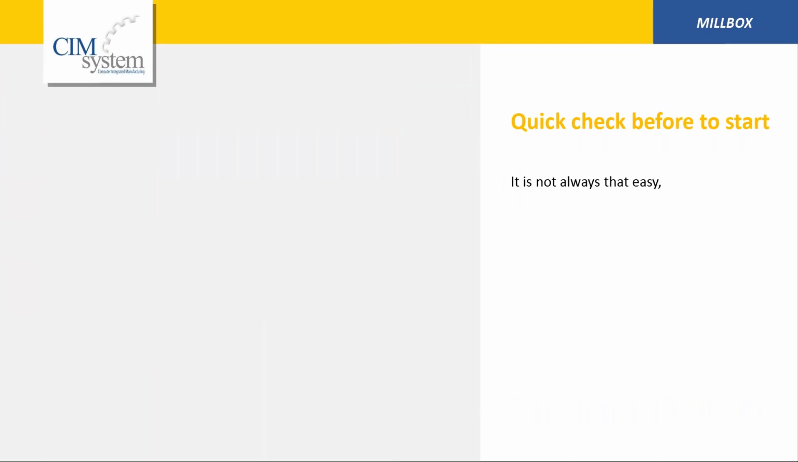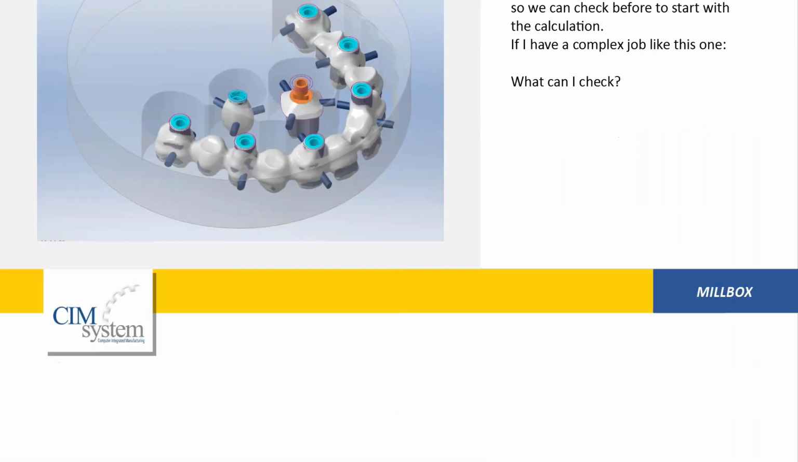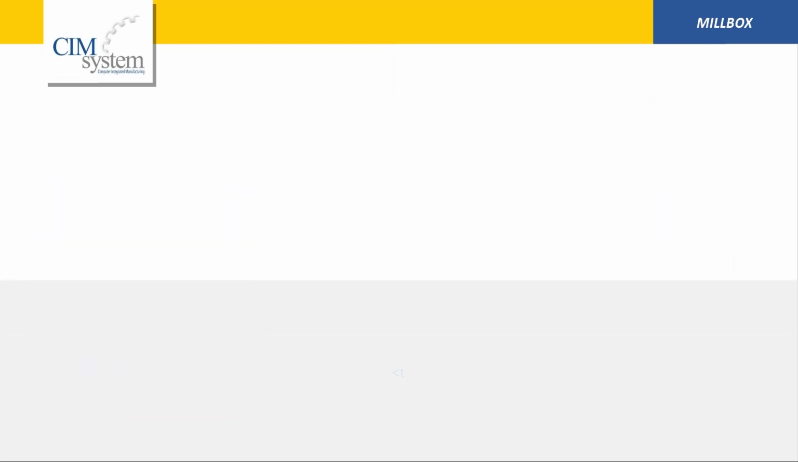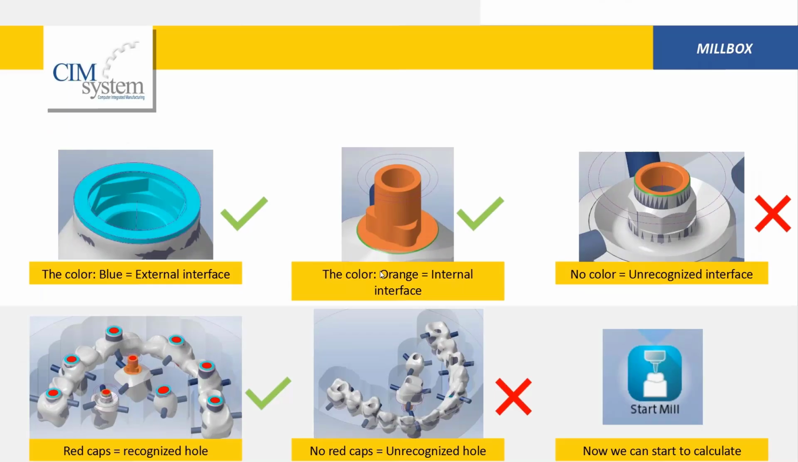It's important to have a quick check before starting work on this kind of STL file. So it's important to check that some simple features were correctly recognized. For example, we can check that all the holes were recognized properly, all the connections. Here you can see in different colors, orange and blue. If all this is okay, we can go on.